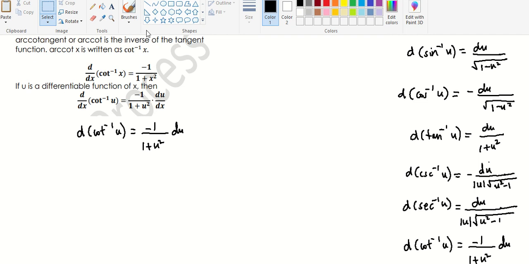So, balikan natin ulit. Ang derivative ng arc sine u is equal to du over square root of 1 minus u squared. Same lang sila ng arc cosine. Ang kaibahan lang ay yung arc cosine, which is negative du over square root of 1 minus u squared. Arc tangent u naman, derivative nito ay du over 1 plus u squared. Same lang sila nitong derivative ng arc cotangent u, yun nga lang, negative lang itong isa.